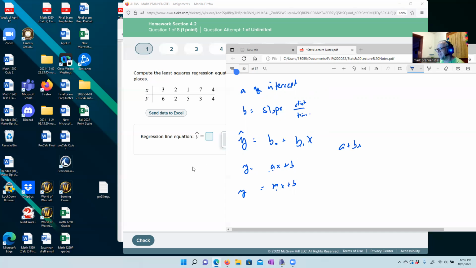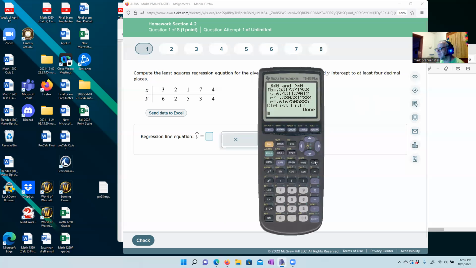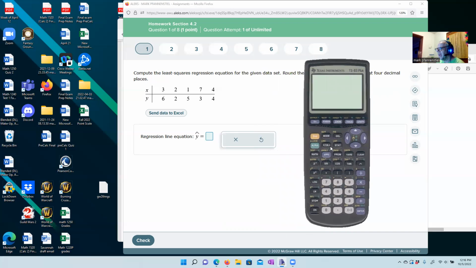Okay, so how do we do this? Well, as usual, I don't like the fact that this class has often become a how-to-use-your-calculator class rather than how to do statistics. But we're going to go ahead and list these numbers in here. We're going to put in our x's and our y's and see what happens. So we have 3, 2, 1, 7, 4. And on the other side, we have 6, 2, 6, 2, 5, 3, 4.